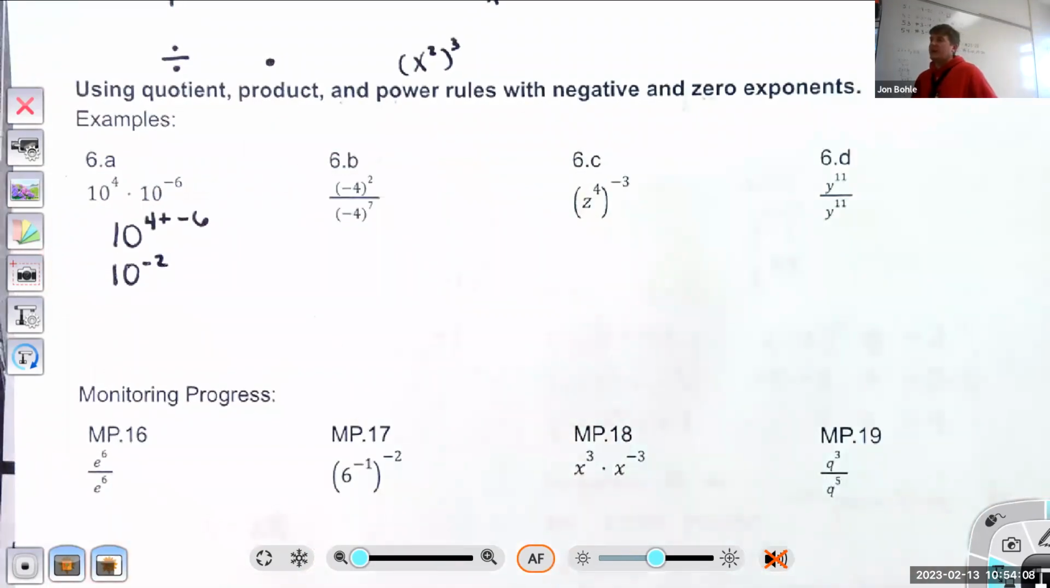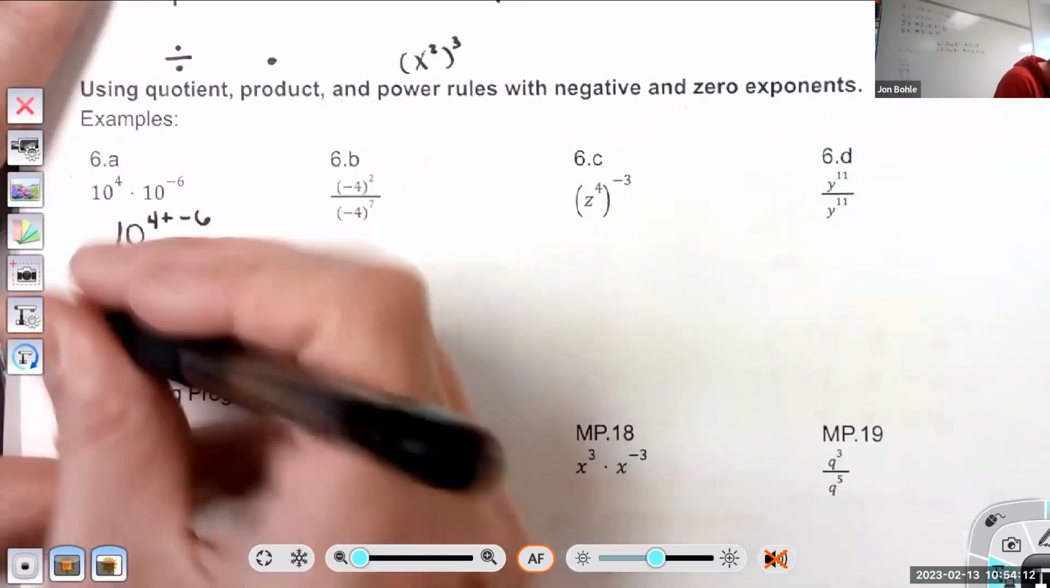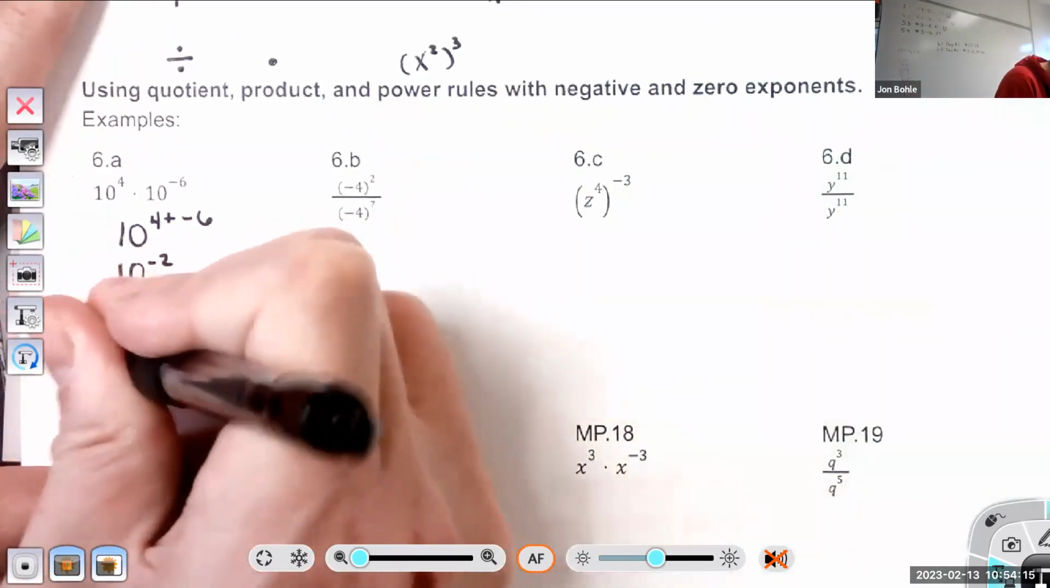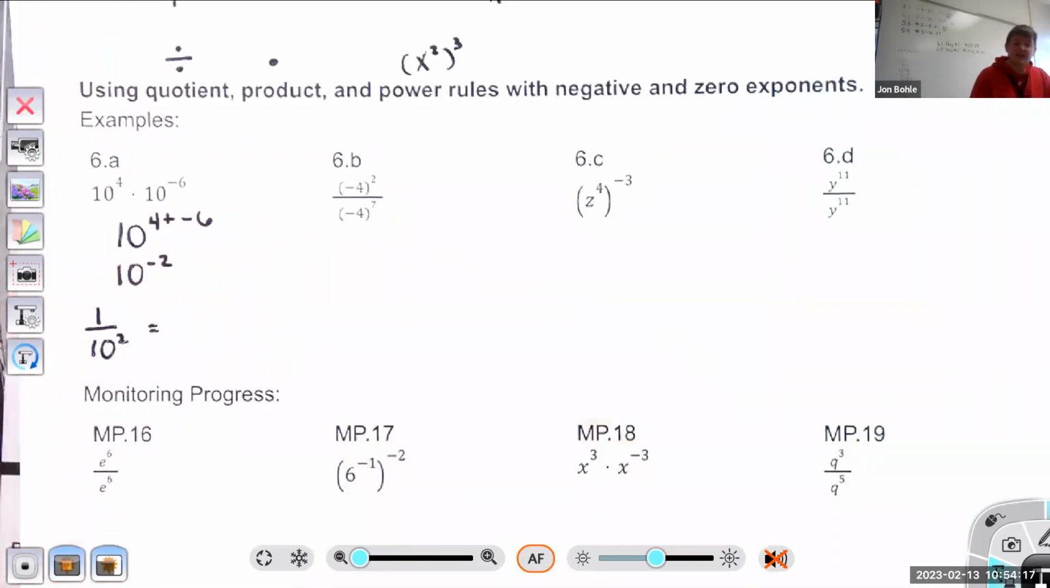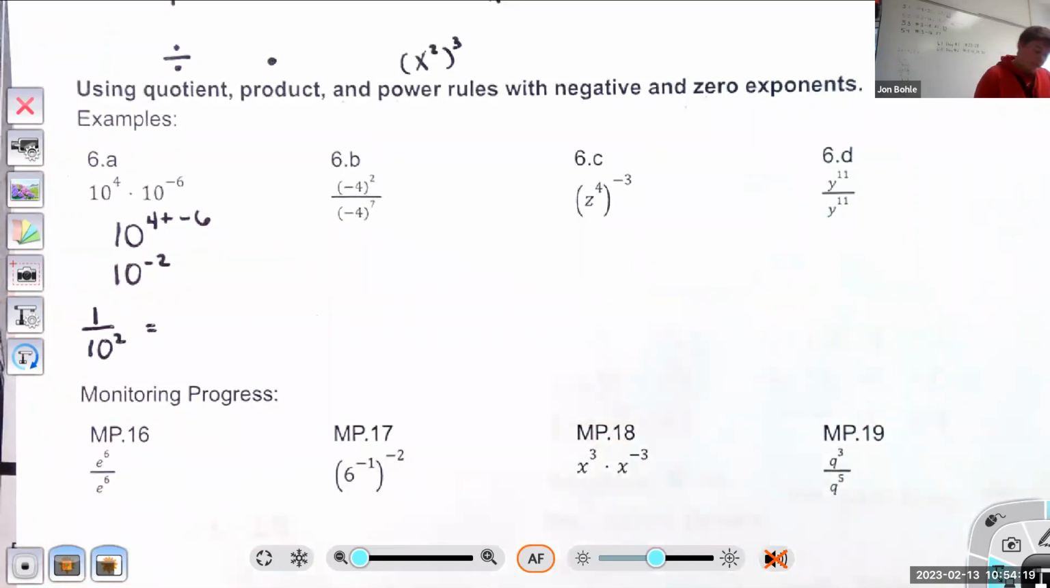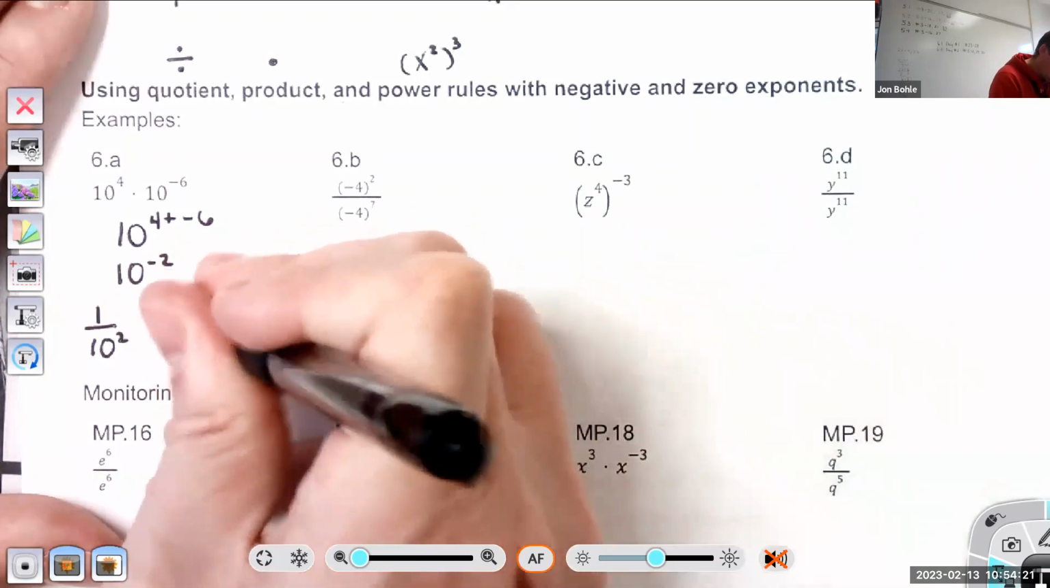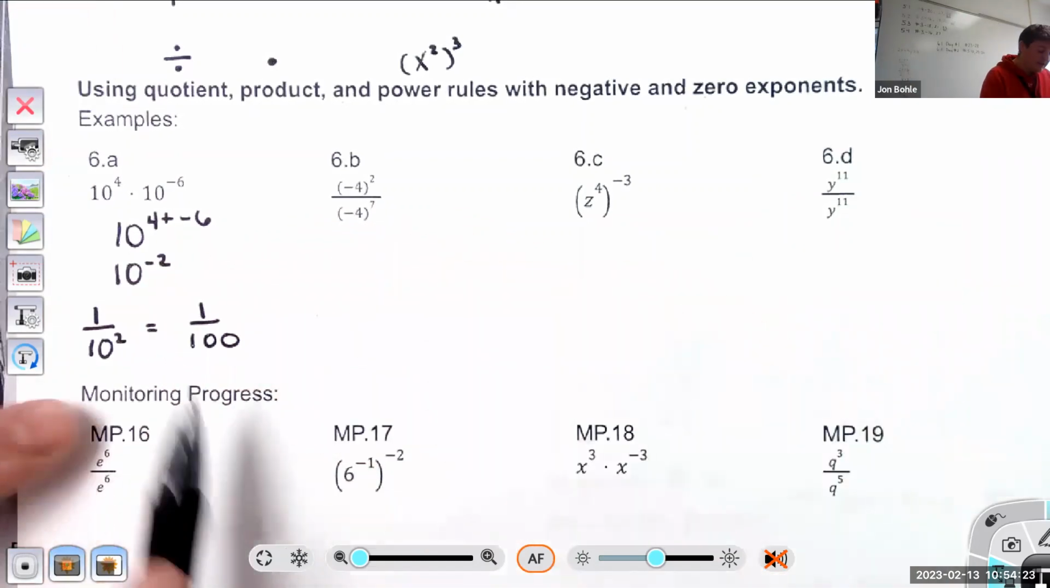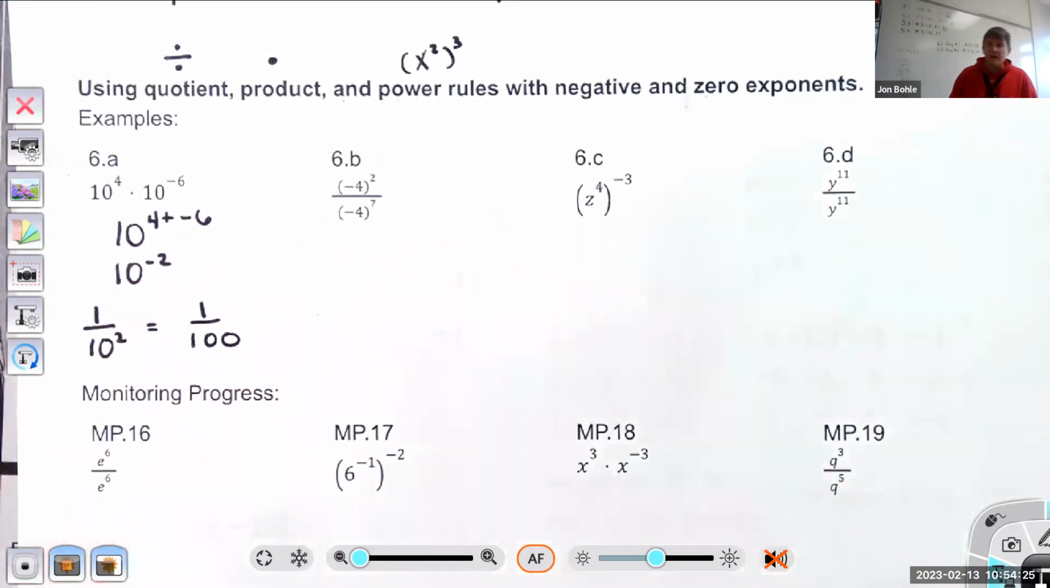Can't leave my answer with the negative exponent, so what do I do? 1 over 10 to the 2nd power. And what is 10 to the 2nd power? 1 over 100. And I would expect to see both of these. Okay, how did I know to add the exponents? Because I was multiplying.